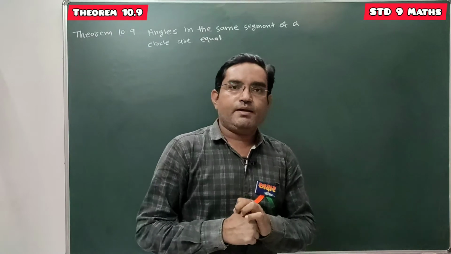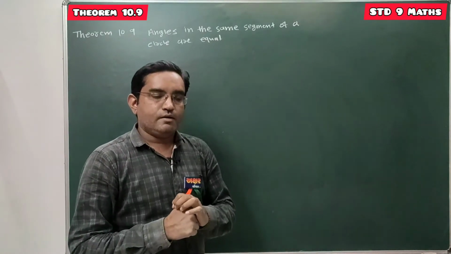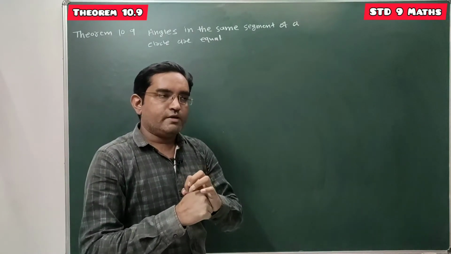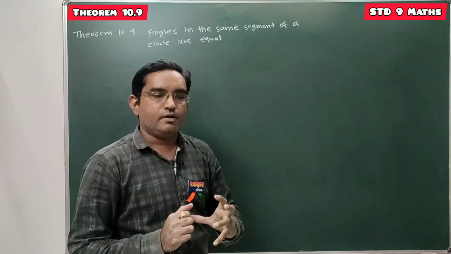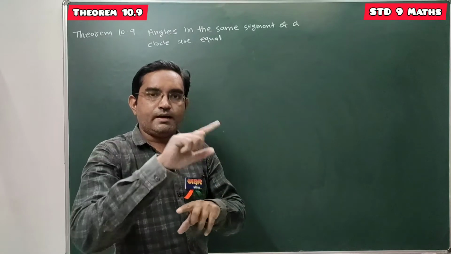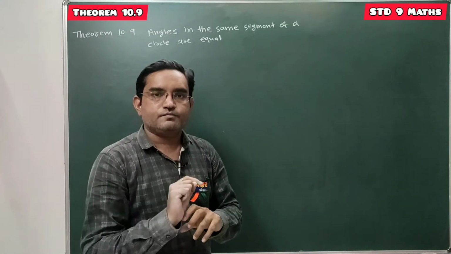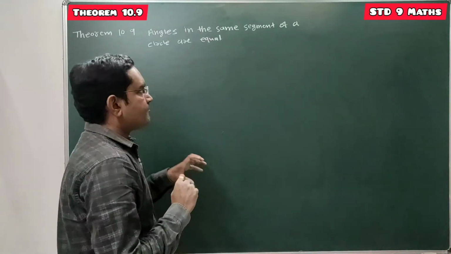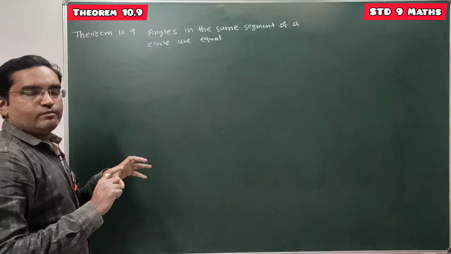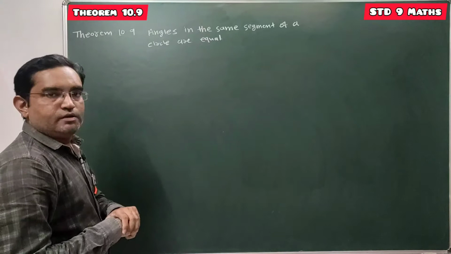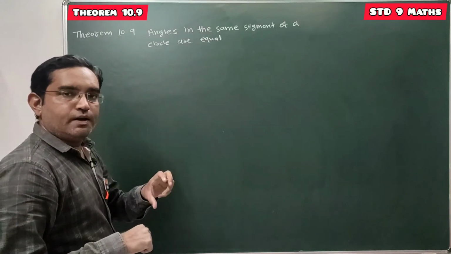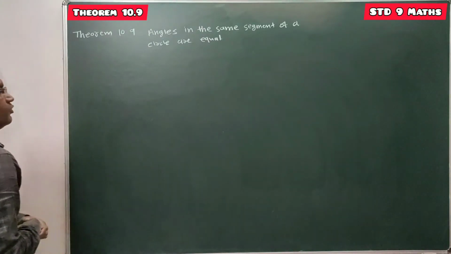So what is a segment? A segment is the portion of circular region of a circle enclosed by an arc and a chord. Done? So the portion of a circle enclosed by an arc and a chord is known as a segment. So angles in the same segment are equal, that we have to prove.